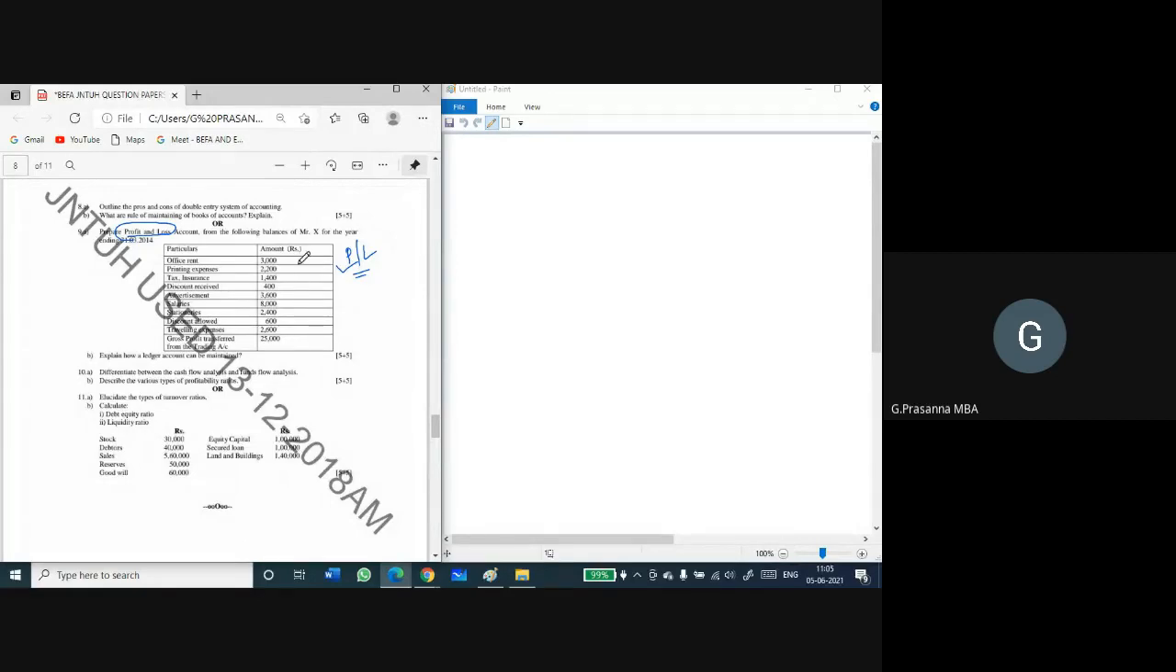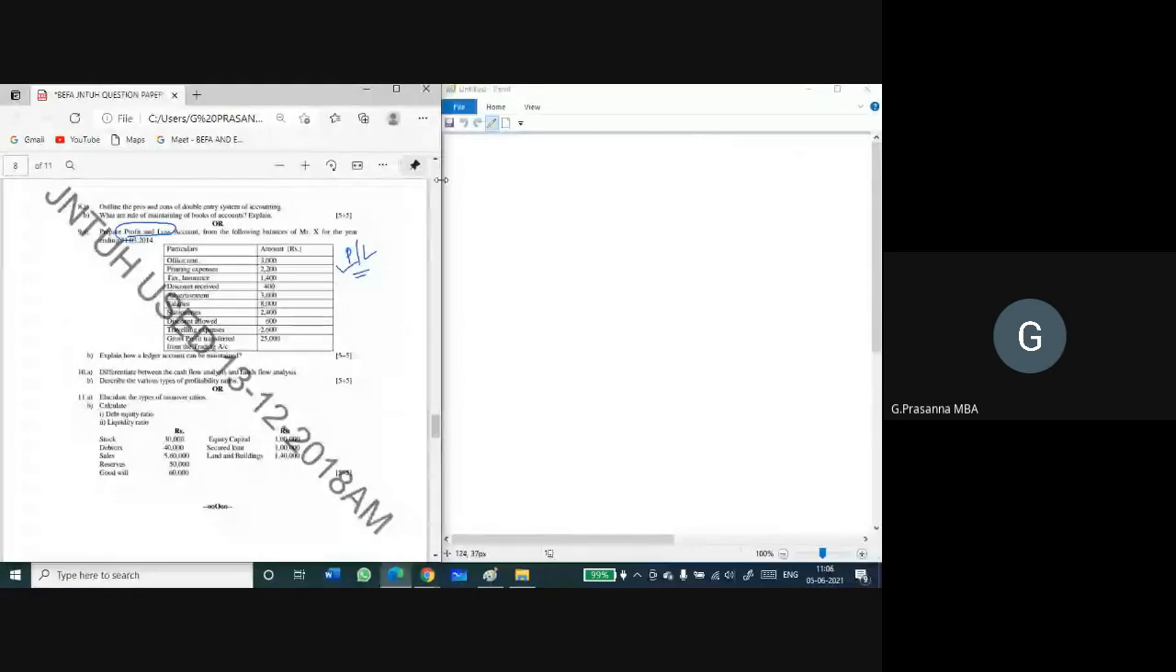The question is given in the form of a trial balance. He has given particulars and mentioned the entries here, so you need to identify whether it is a debit transaction or a credit transaction. Shall we do this problem now?